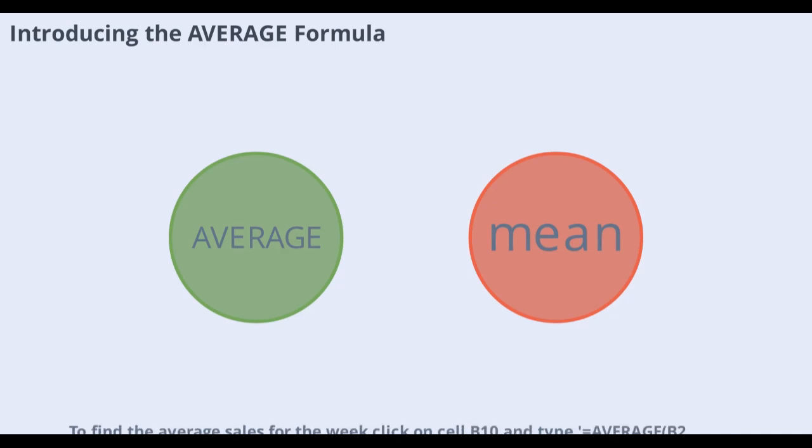To find the average sales for the week, click on cell B10 and type =AVERAGE(B2:B8), press enter, and Excel will display the average sales figure. The average formula is especially useful for analyzing trends and understanding typical values in your data.